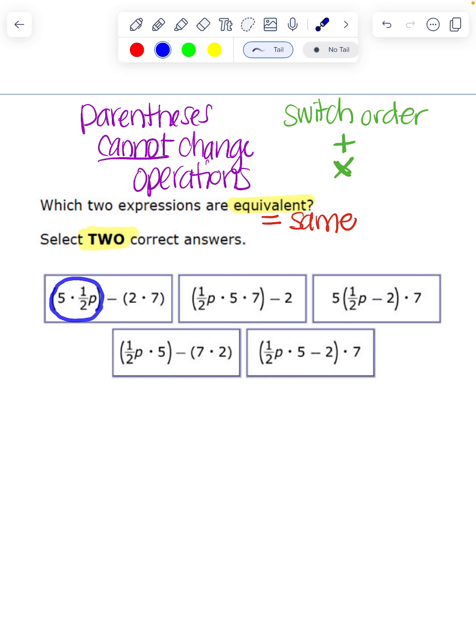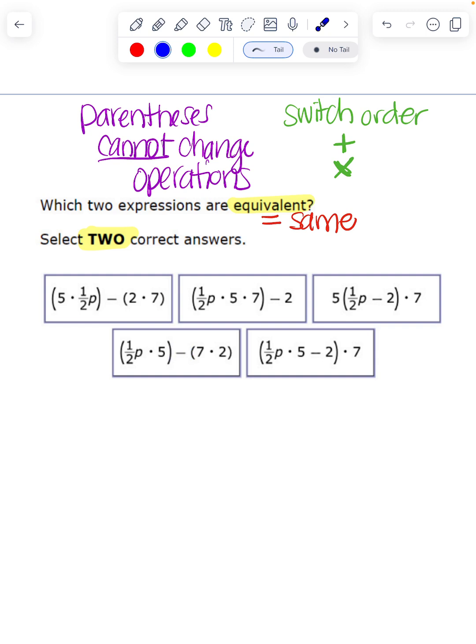So I'm still trying to match this first piece. So parentheses 5 times 1/2 p. So this one right here, we have parentheses and we have the 1/2 p, the times, and the 5. So these pieces right here match beautifully. All right, so I have to keep seeing if I match. So the next thing I'm gonna check for is the symbol. I have a subtraction symbol here and a subtraction symbol here, and those look pretty good.